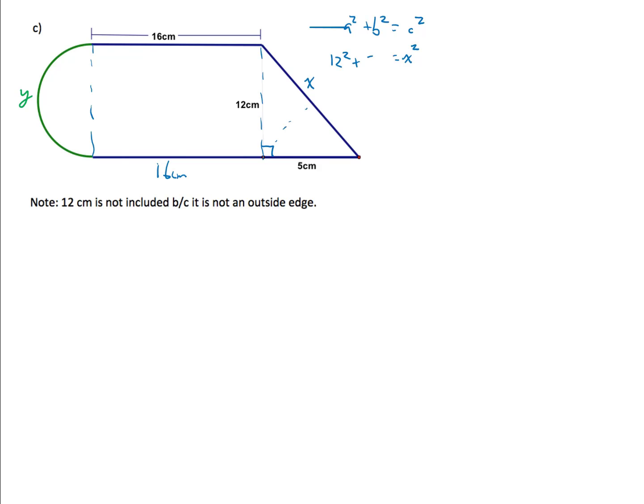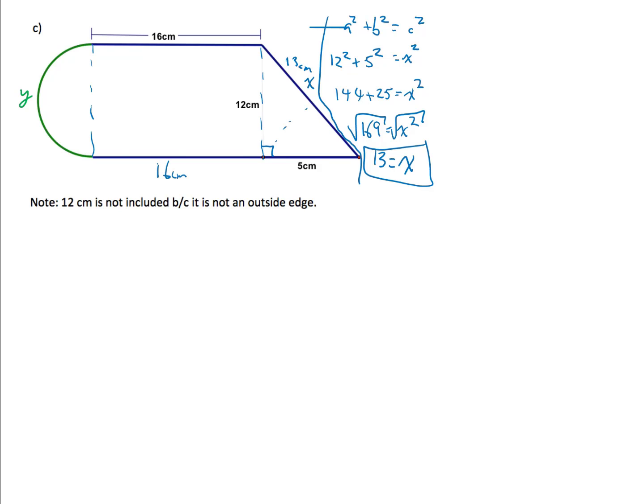12 squared plus 5 squared equals X squared. 12 squared is 144, plus 25 equals X squared here. We get 169 equals X squared. Take the square root of both sides, and you should get 13 equals X. Okay, so that's our first side here, 13 centimeters. There we go, just dividing that a little bit.